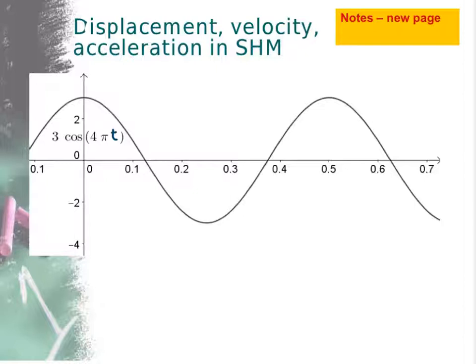So let's say that x of t, displacement as a function of time, is equal to 3 times cosine of 4 pi t.